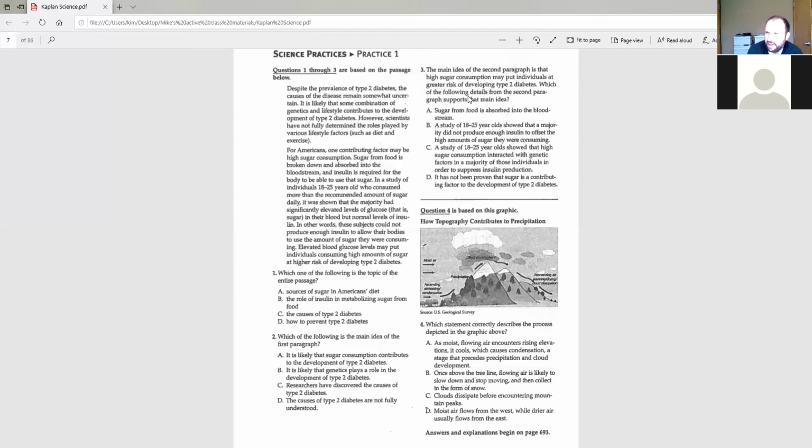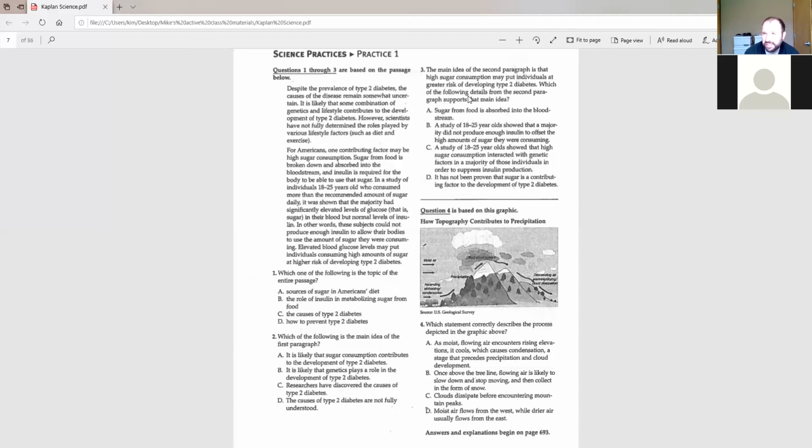Back to this question here. First thing I do is eliminate a couple obvious ones. So remember, I said when we're talking about topics or main ideas to look for something general, right? Something very specific isn't necessarily going to be the best answer. So an example of that would be B, the role of insulin in metabolizing sugar from food.